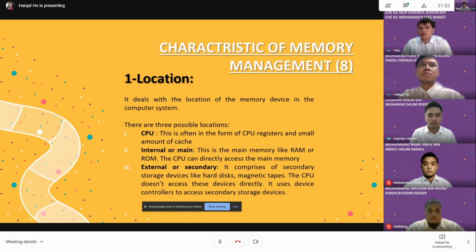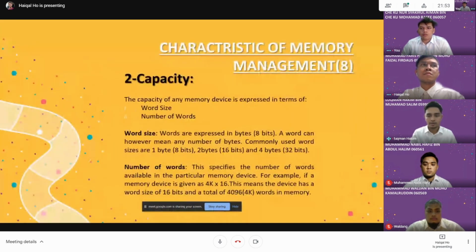Next is capacity. The capacity of any memory device is expressed in terms of word size and number of words. Word size is expressed in bytes. A word can, however, mean any number of bytes. Commonly used word sizes are 1 byte, 2 bytes, and 4 bytes. Number of words is the specific number of words available in the particular memory device.